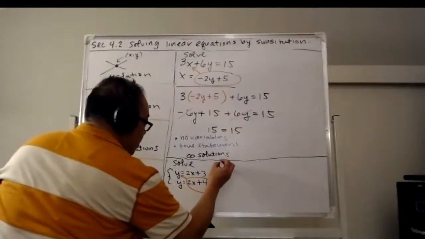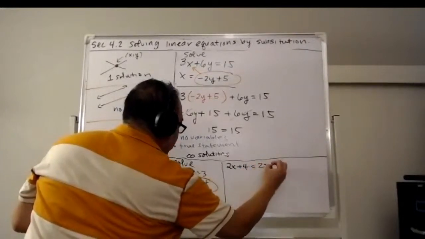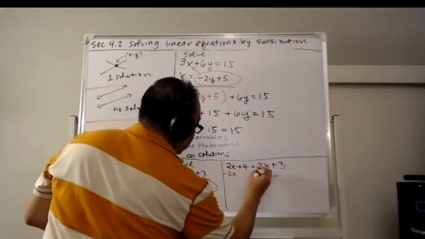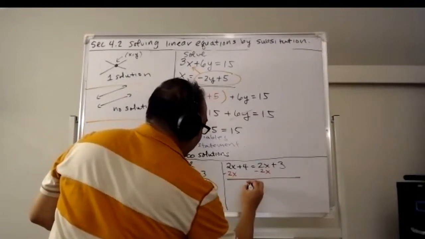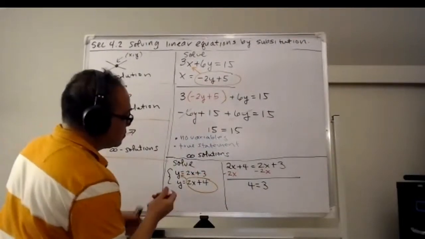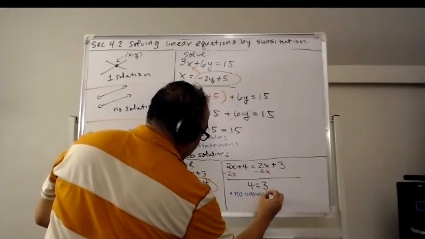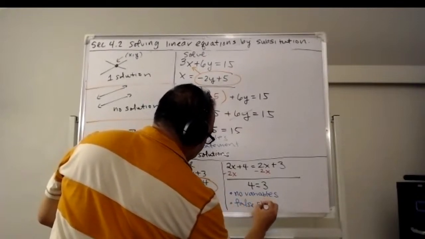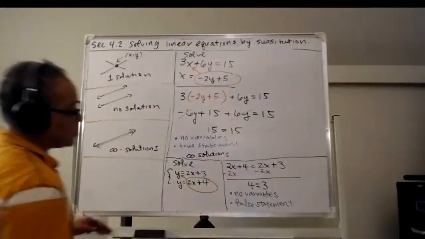So then you'll get 2x plus 4 is equal to 2x plus 3. So I'm going to subtract 2x from both sides. You can also subtract 4 or 3 from both sides. It doesn't matter. The key thing is that you'll get a false statement. So I have no variables. I have a false statement. So this is no solution.